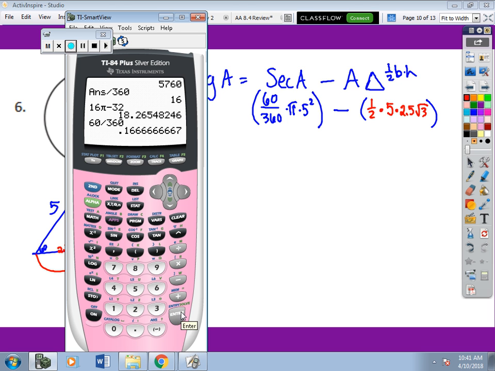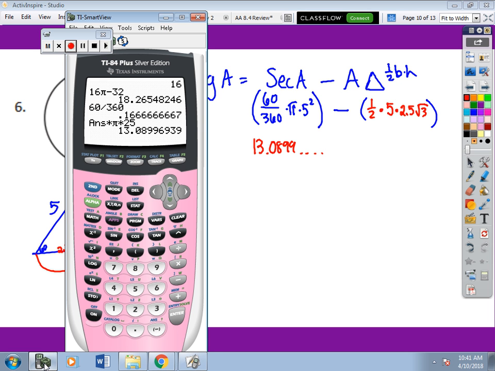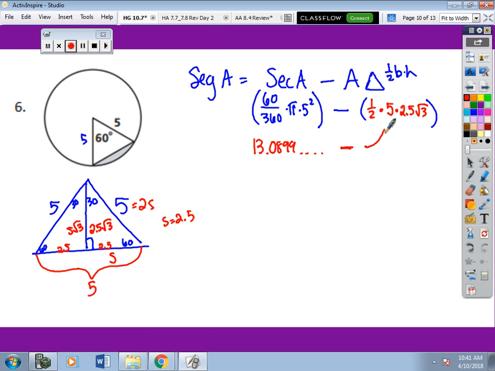$60 divided by 360 times pi and times 25 gets me 13.0899... I'm not writing that all out on the board, but keep it in. Nope, that's just the sector area. Now I need to subtract this.